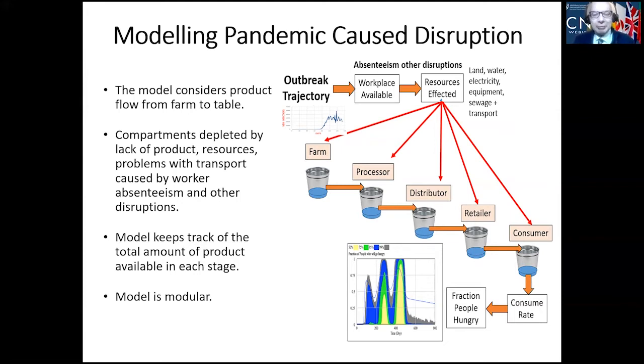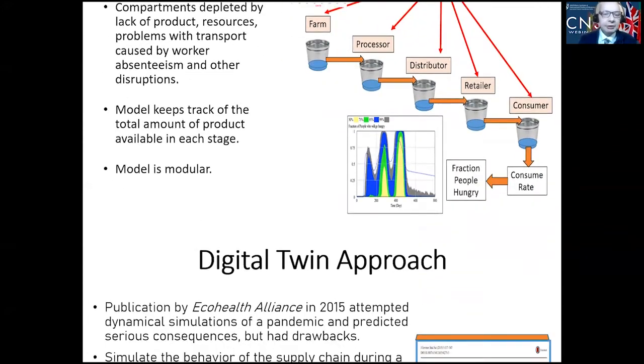However, the compartments are being depleted by the lack of product, resources, problems with transport caused by worker absenteeism due to pandemic and so on. And the model keeps track of the total amount of food available at different stages of production throughout the supply chain, as commodities in various stages of production flow through the different buckets.